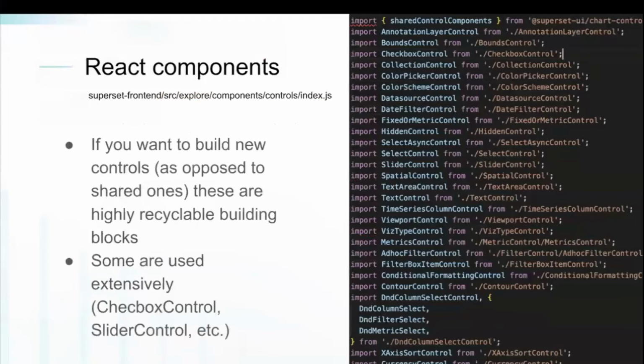Then, as I mentioned, all of those are built upon some form of React component. Most of our components are using Ant Design under the hood for various things like sliders and checkboxes and stuff like that. But if you want to build a new control that doesn't exist in those shared controls I was mentioning, this file right here contains all of those React components that things are built upon. So if you need a certain type of slider control, you'd probably want to build it based on this slider React component and just pass along the right props.